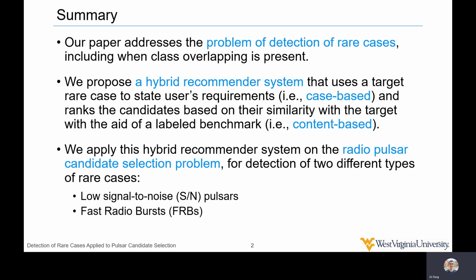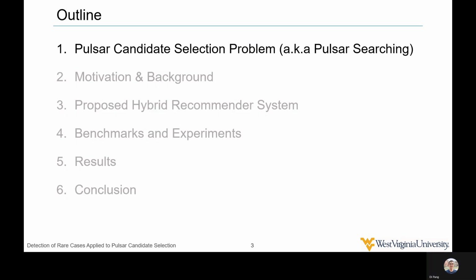We apply our approach on the radio pulsar candidate selection problem for detection of two types of rare cases, low signal-to-noise ratio pulsars and fast radio bursts. So first, I'd like to define the pulsar candidate selection problem, also known as pulsar searching.